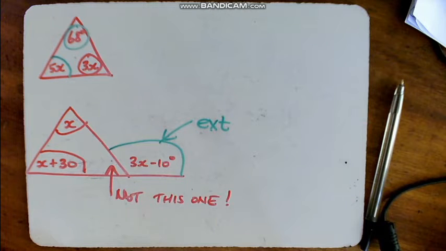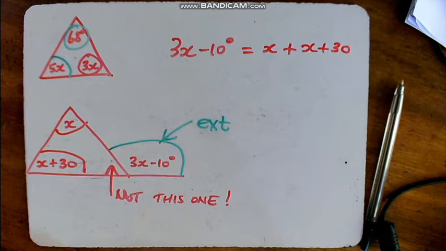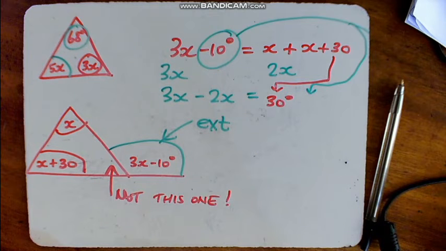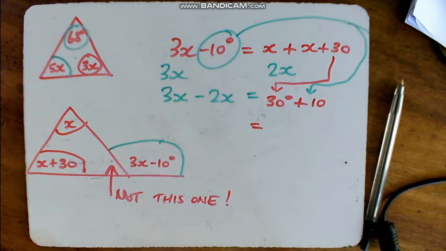We can then set up an equation. The exterior angle is equal to the two opposite interior angles. We can then add up the x's and bring them all to the left. There's our 30, and we're going to move minus 10 to the other side. Minus 10 will become positive 10. 30 plus 10 is equal to 40. 3x minus 2x is equal to x. There we have it, x is equal to 40.